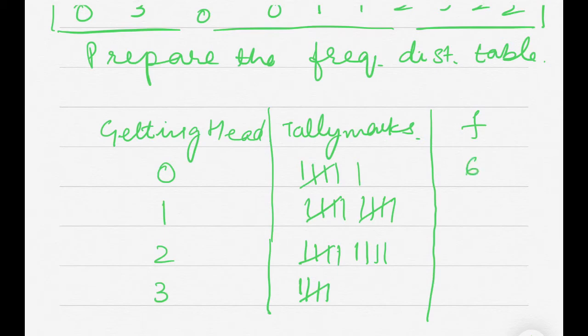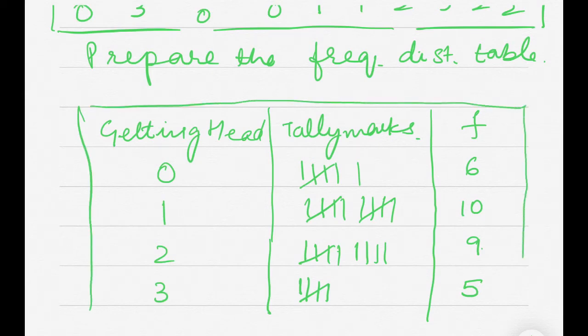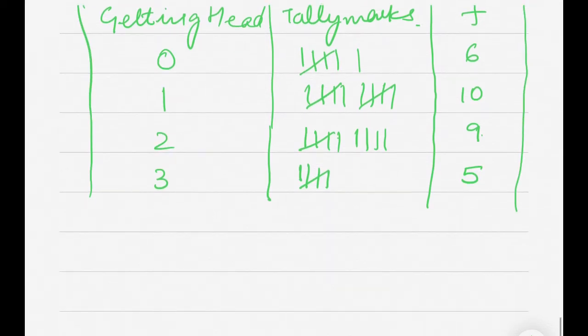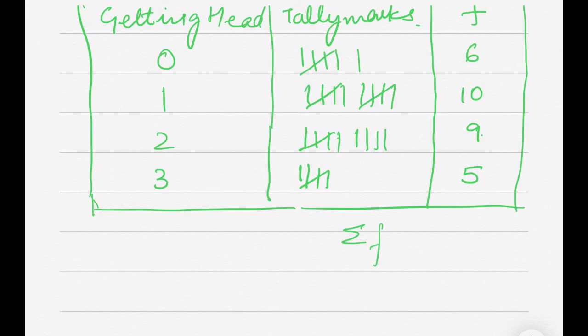So I finished doing my tally marks. Now my frequency here is equal to 6, this is equal to 10, this is 9, and this is 5. So 9 and 5 is 14. Whenever you have to make a frequency distribution, always do it with tally marks.